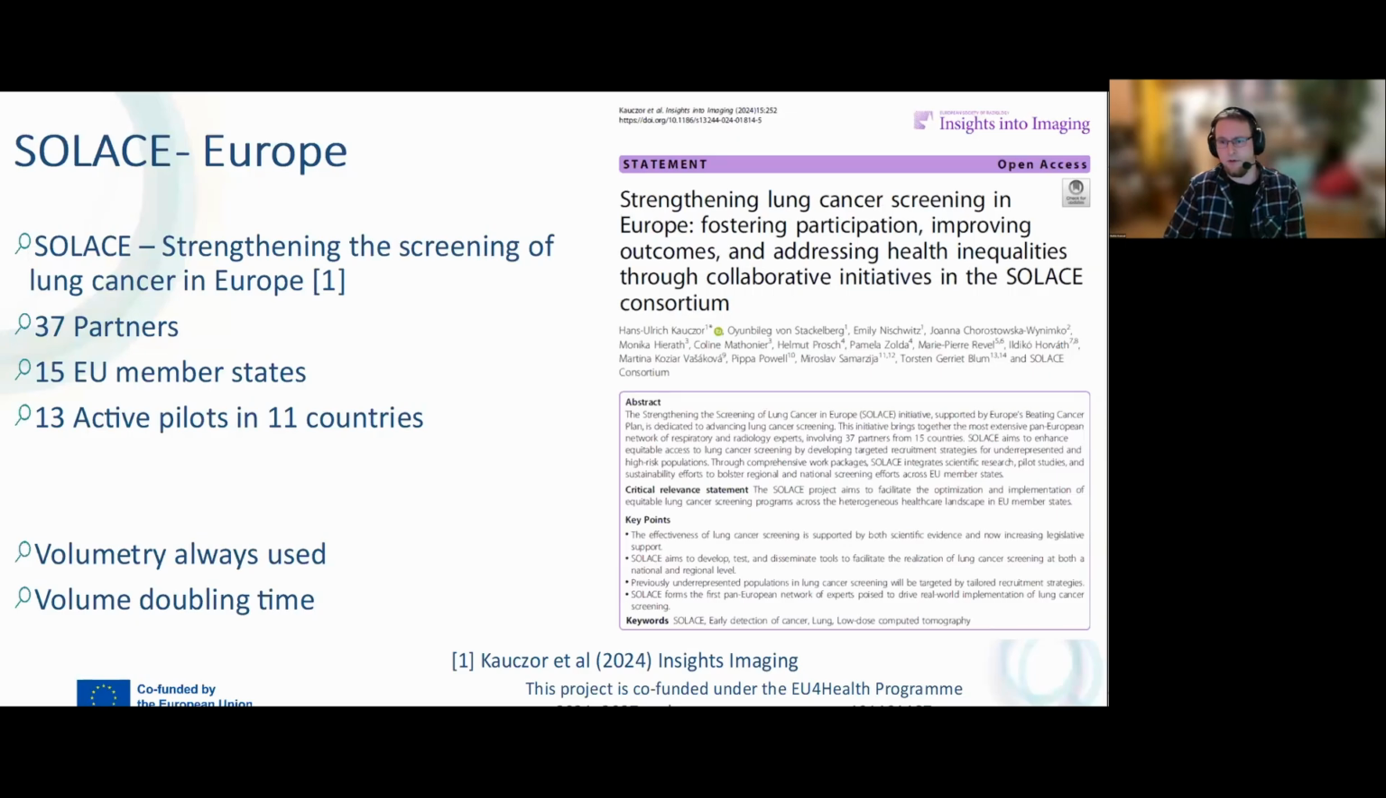The first paper was published last year that gives an overview of what is actually the purpose of the project. But the point I wanted to bring up is that in Europe, we always use volumetry. So that's a very, very important topic for us. And everyone's also using volume doubling time as the point to move on into interventions.